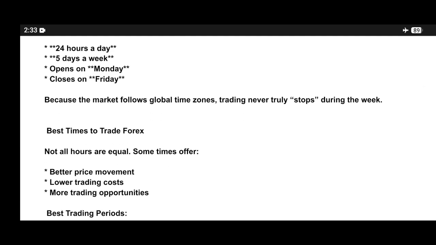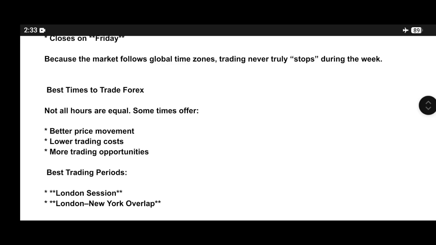Because if all hours are equal, every trading session must be equal, but not all hours are equal. Sometimes offers better price movement. Yes, some trading sessions offer better price movement, lower trading cost, and more trading opportunity.